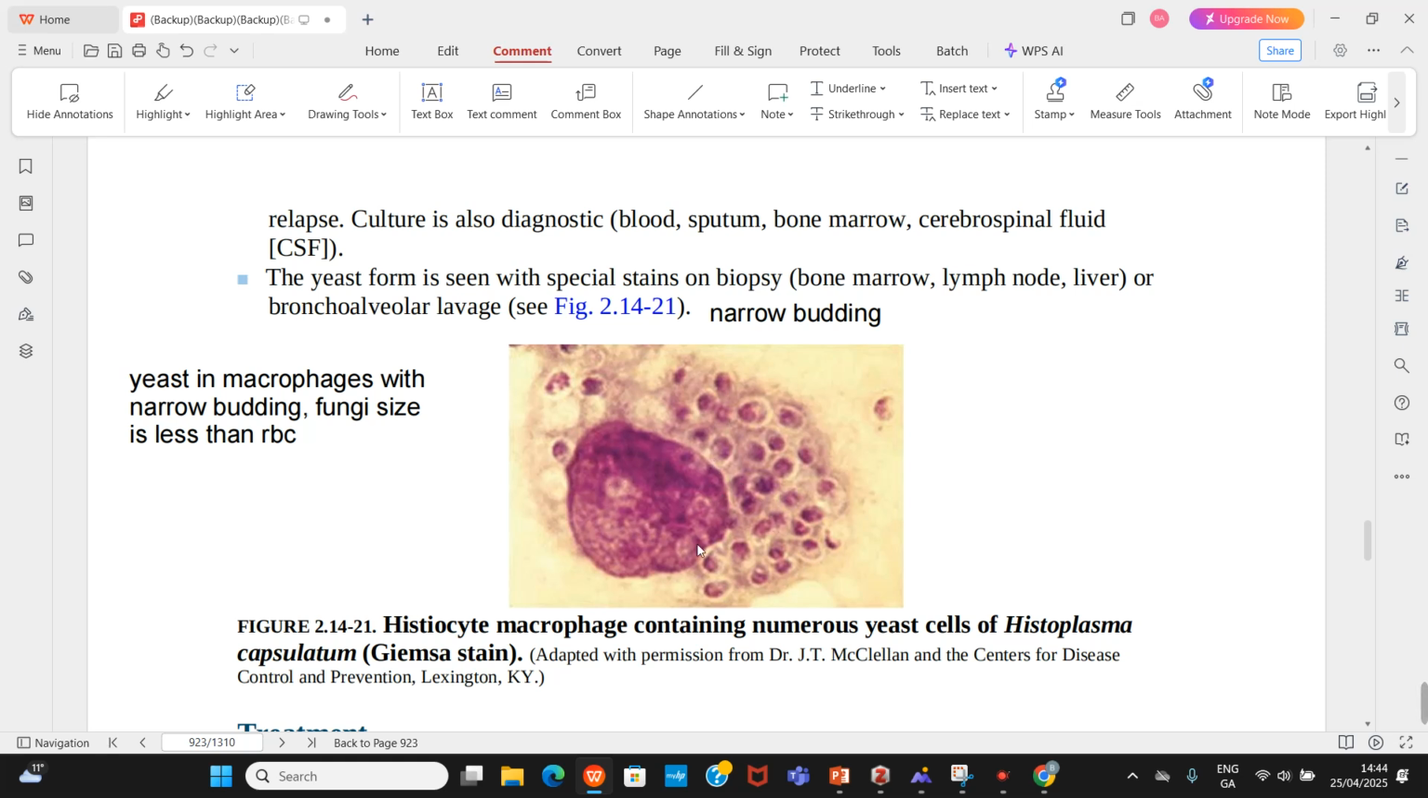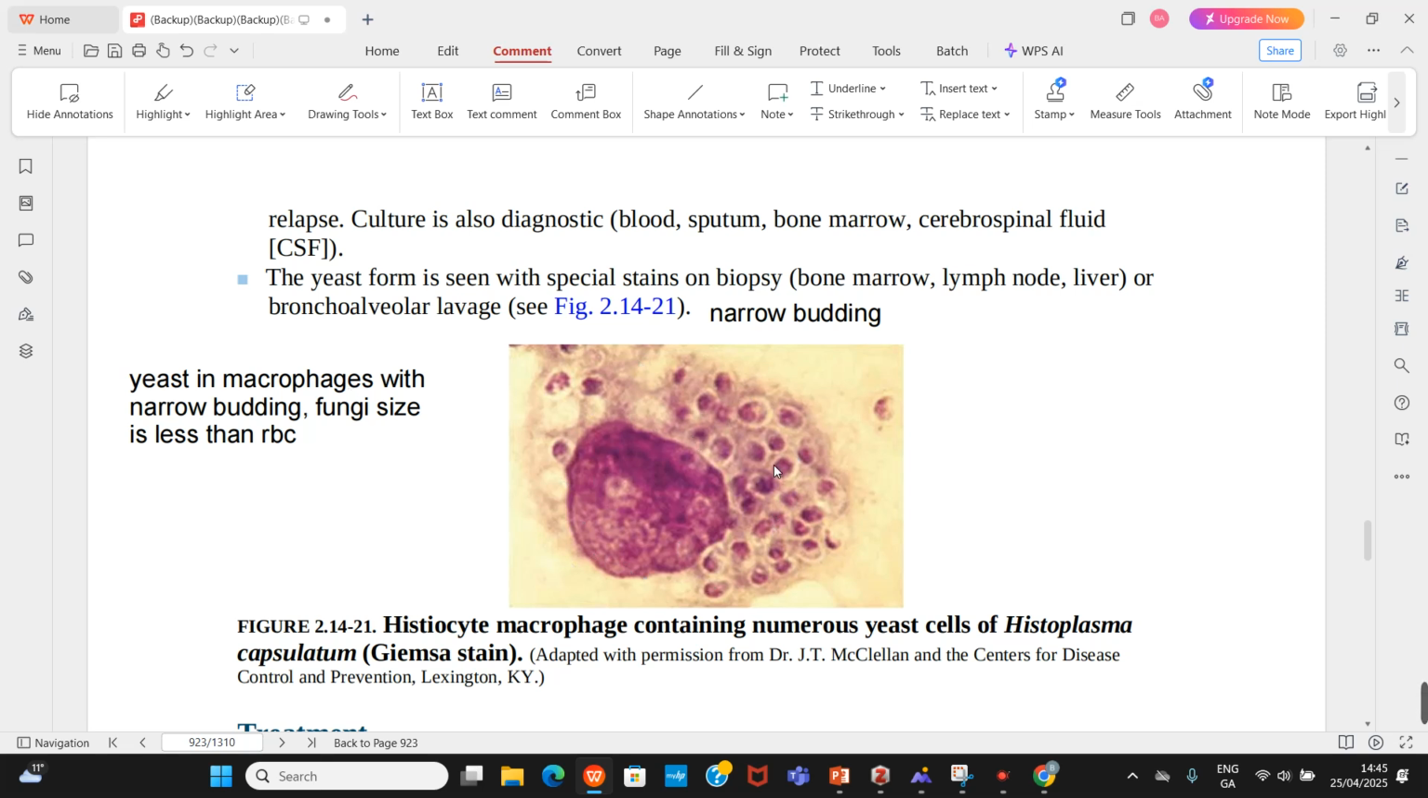So you can see this macrophage here, a mononuclear macrophage. Of course, macrophages and monocytes are mononuclear. So once you are seeing two or more nuclei, you know that's not a macrophage. That's likely going to be maybe neutrophils, eosinophils, or basophils. So this is a macrophage now, and surrounding the cytoplasm of that macrophage, we can see numerous yeast, which are smaller relative to that macrophage. So that's the histoplasmosis yeast we are seeing.